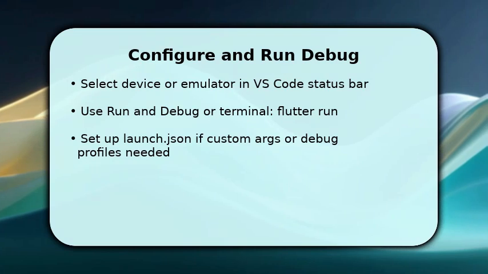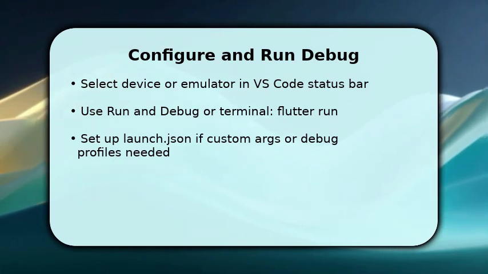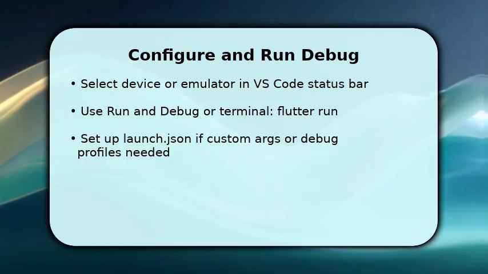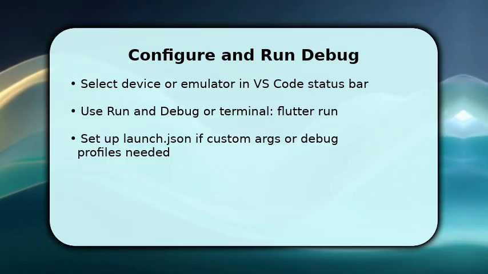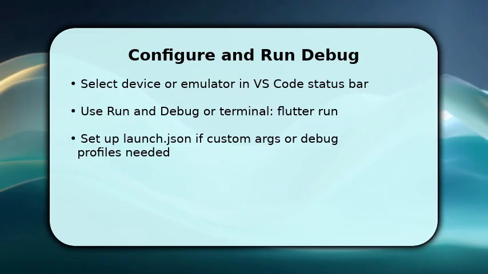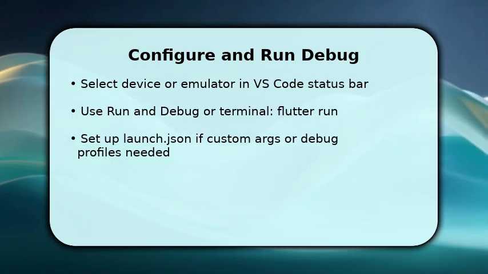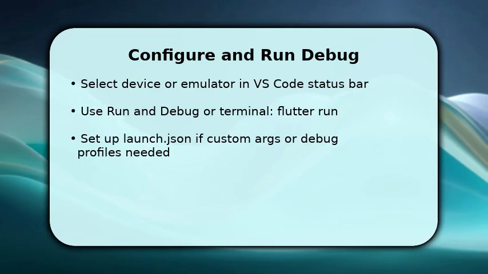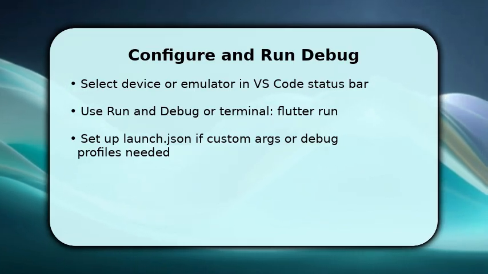Now you configure and execute the app. You must pick a device or start an emulator from the VS Code status bar. This determines where your app runs. Then use Run and Debug or simply flutter run in the integrated terminal to build and deploy. If you need hot reload, press R in terminal or use the VS Code hot reload button.